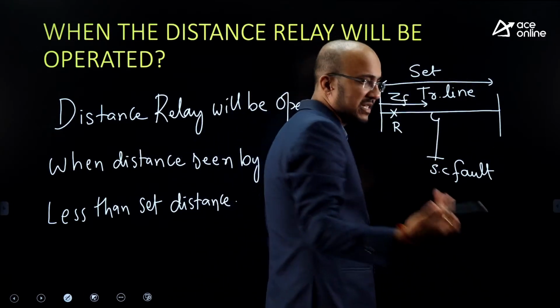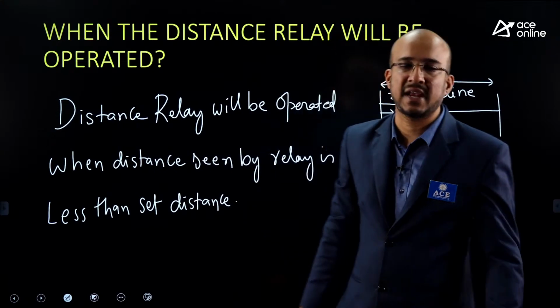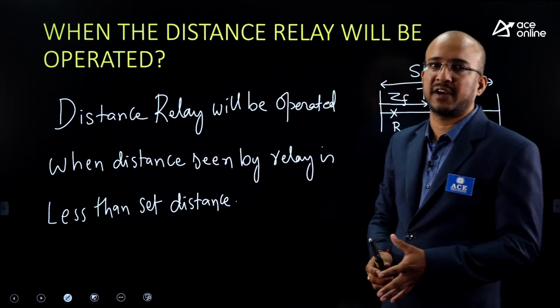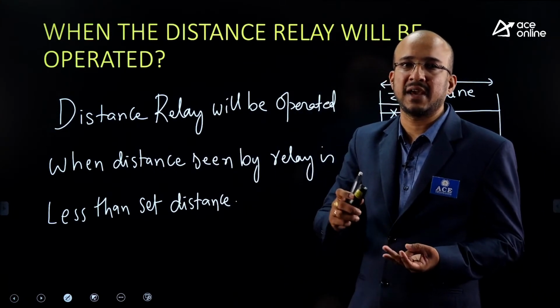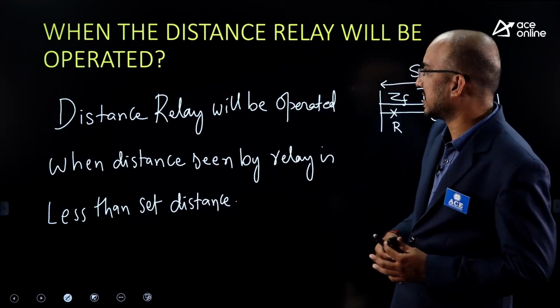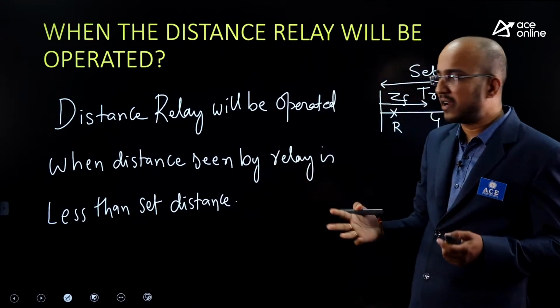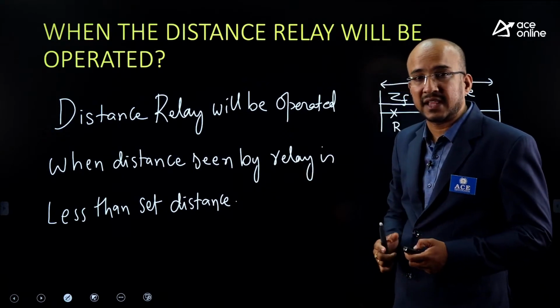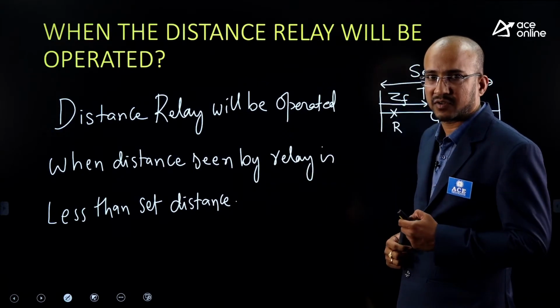Here, distance will be in terms of impedance, reactance and admittance. We have three different distance relays: impedance relay, reactance relay and admittance relay. So, the distance relay will be operated when the distance seen by the relay is less than the set distance.